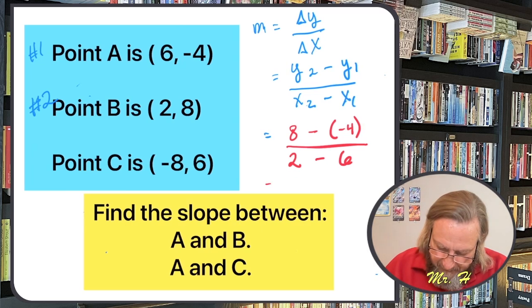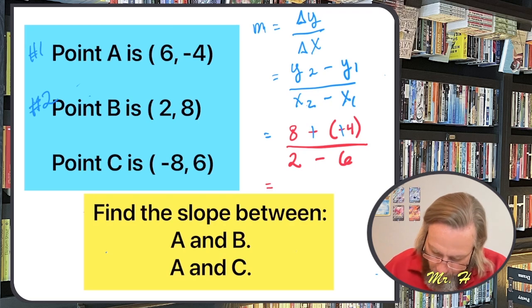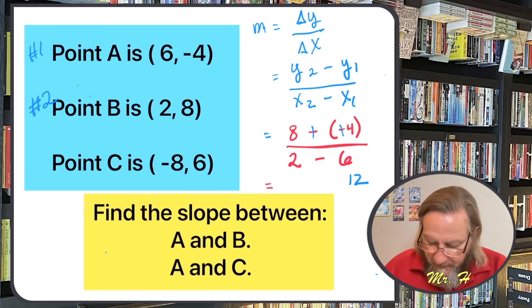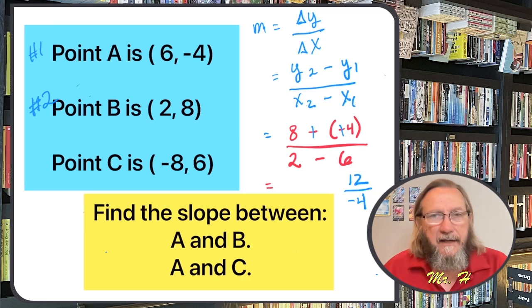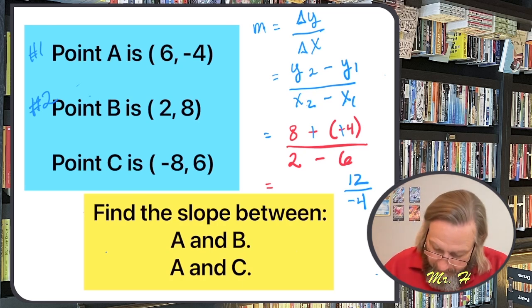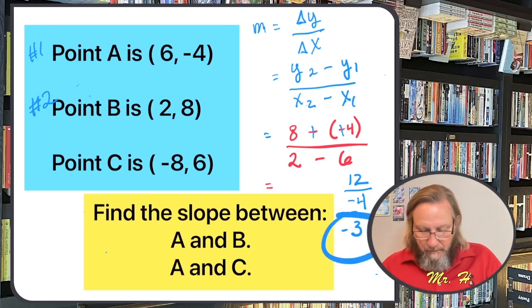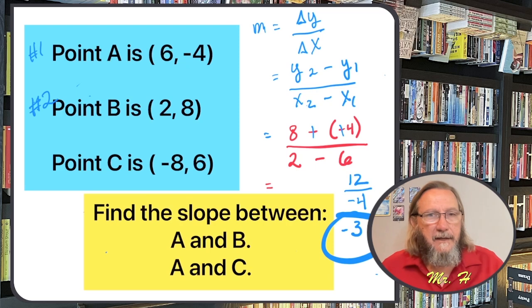Let's do the math on this. What's the 8 minus -4? You'll remember that minus a negative is always the same thing as plus a positive. And so that's really 8 plus 4, and that's going to be the number 12. And 2 minus 6? 2 minus 6 is going to be -4. And so our answer is 12 over -4, and that can be reduced. 12 divided by -4 is actually a whole number, -3. So -3 is our answer to the slope between A and B.